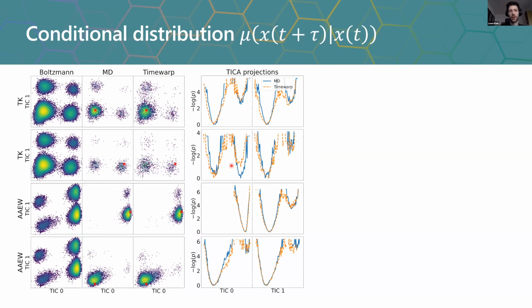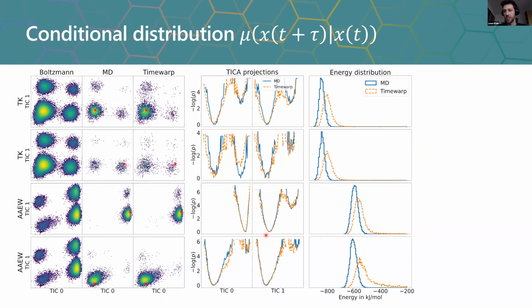These match quite well, especially for the tetrapeptides. It nearly matches exactly. But now you'll see that they're indeed different if you look at the energies of these samples. There you can see the energy of the Timewarp samples is a little higher than the MD samples. And that's why, if we want to sample unbiased from our Boltzmann distribution, we need to combine this with the Metropolis-Hastings step.